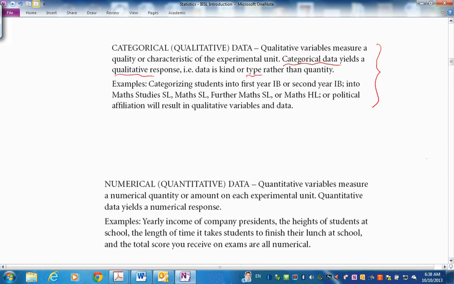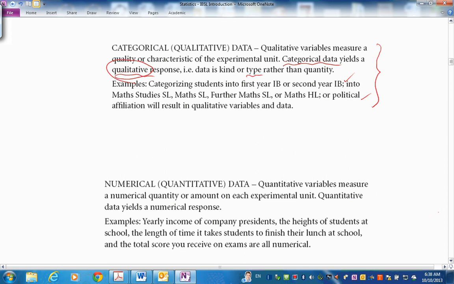So what's the type? Well, the type is, I vote for this party, or I have brown eyes, or I have blue eyes. You're in a category or a type. You're not actually making a numerical measurement. So it's the quality of the thing. It's a qualitative response, and here are some examples: categorizing students into first year IB or second year, into math studies, etc., or political affiliation, party 1, party 2, party 3. Have you got it?